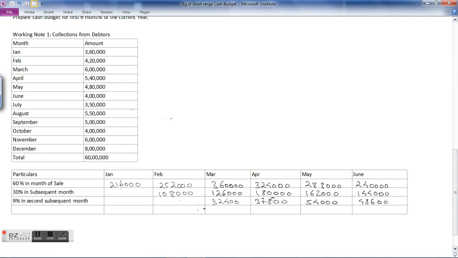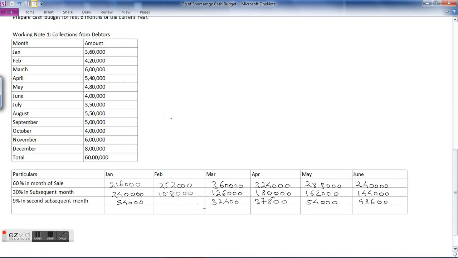Now this Jan, Feb. Now in the month of Jan, if you look, 60% in month of sale, that is 60% of Jan sale in the month of sale, then 30% in subsequent month, that is 30% of rupees 8 lakhs, that is December sale, will be collected in the month of Jan. So 30% of 8 lakh is nothing but 2,40,000. Okay, 9% of second subsequent month, that is 9% of sale of November will be collected in the month of Jan. So 9% of 6 lakh, that is 54,000.